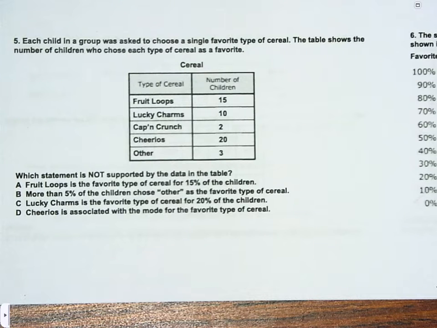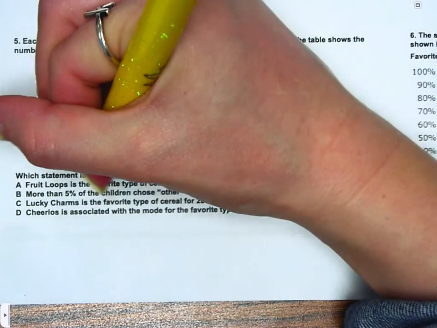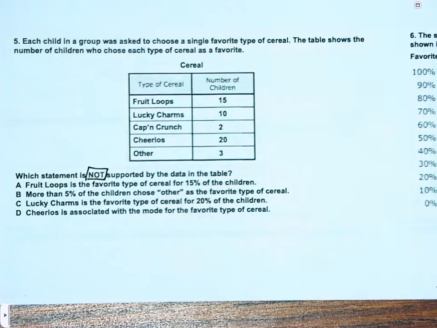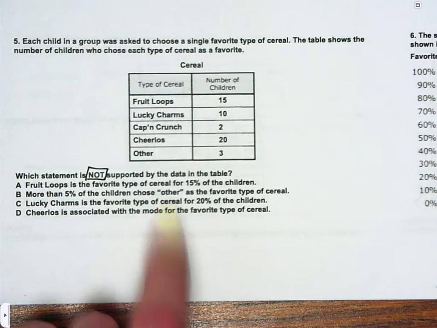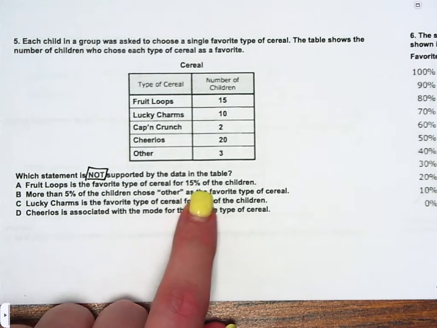Number 5. Each child in a group was asked to choose a single favorite type of cereal. The table shows the number of children who choose each type of cereal as a favorite. Which statement is not supported by the data in the table? So A says Fruit Loops is the favorite type of cereal for 15% of the children.